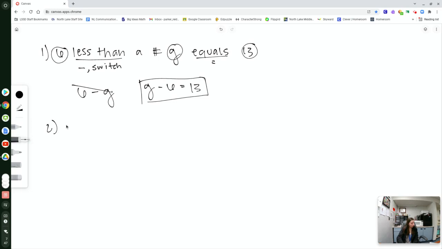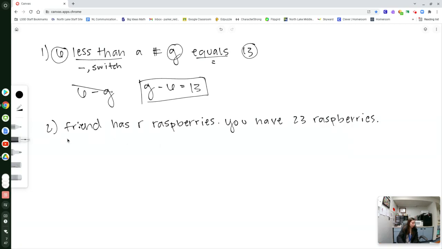Question 2 is very similar. This one tells you that your friend has R raspberries. So they're saying we don't know how many raspberries your friend has. We're using R to represent that number. You have 23 raspberries. And then together, your total together is 50 raspberries. And our job is to write an equation that you could use to find R.